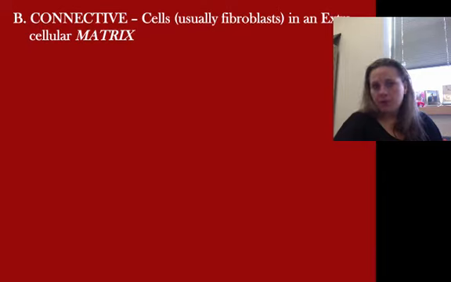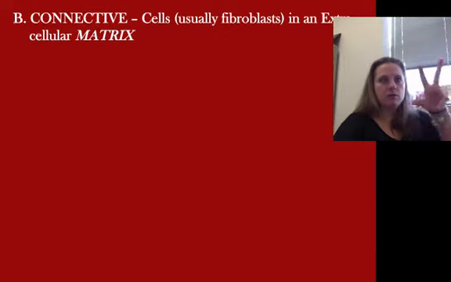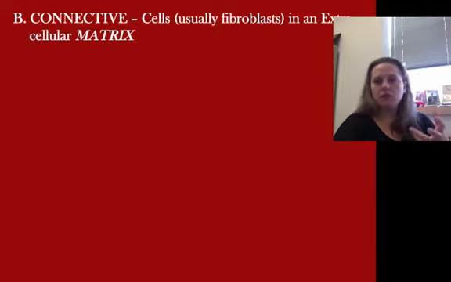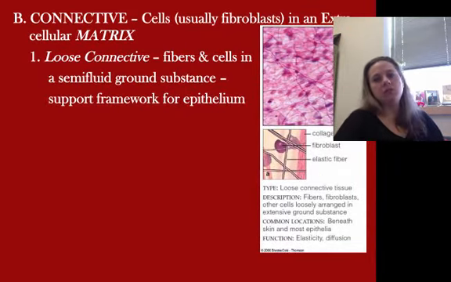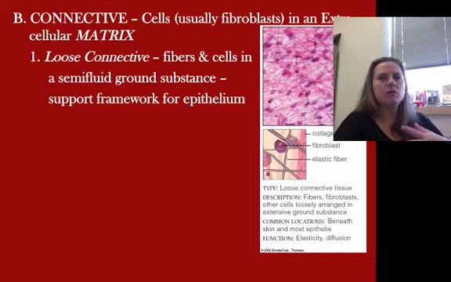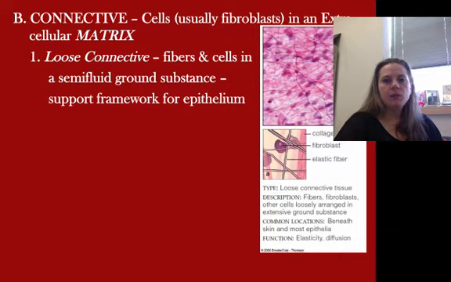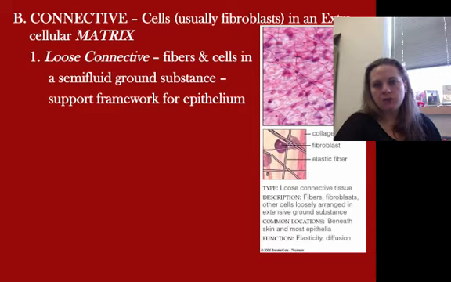Another type of tissue we have besides epithelial is connective tissue. Within the connective tissue we have cells often known as fibroblasts that are set within an extracellular matrix, the material that holds them together. For example, we have loose connective tissue. It appears just as it sounds, a very fibrous, loose-looking tissue. Fibers seem to be everywhere, in a semi-fluid substance, and they're the support framework, what we generally call the basement membrane, for our epithelial tissue, our epithelium.